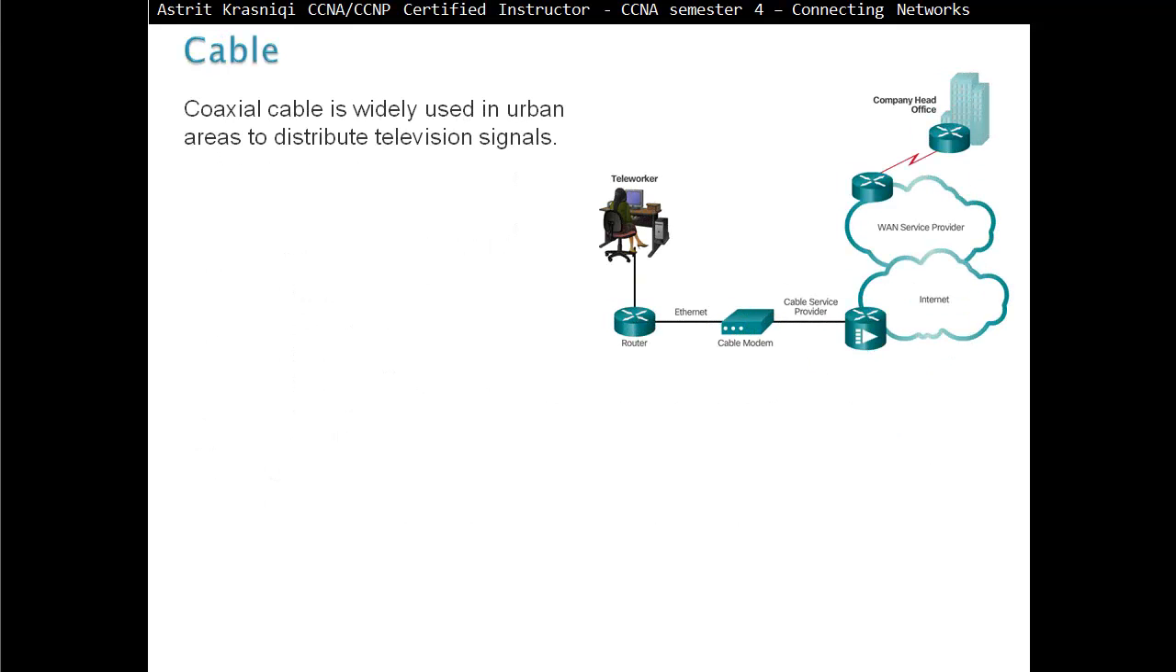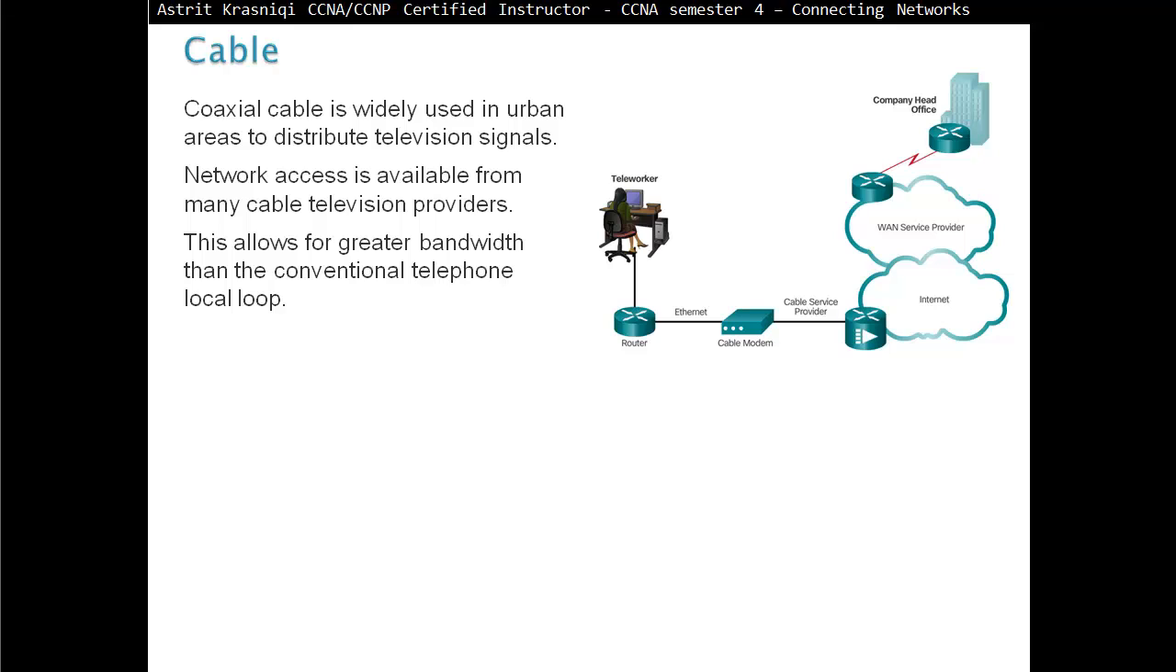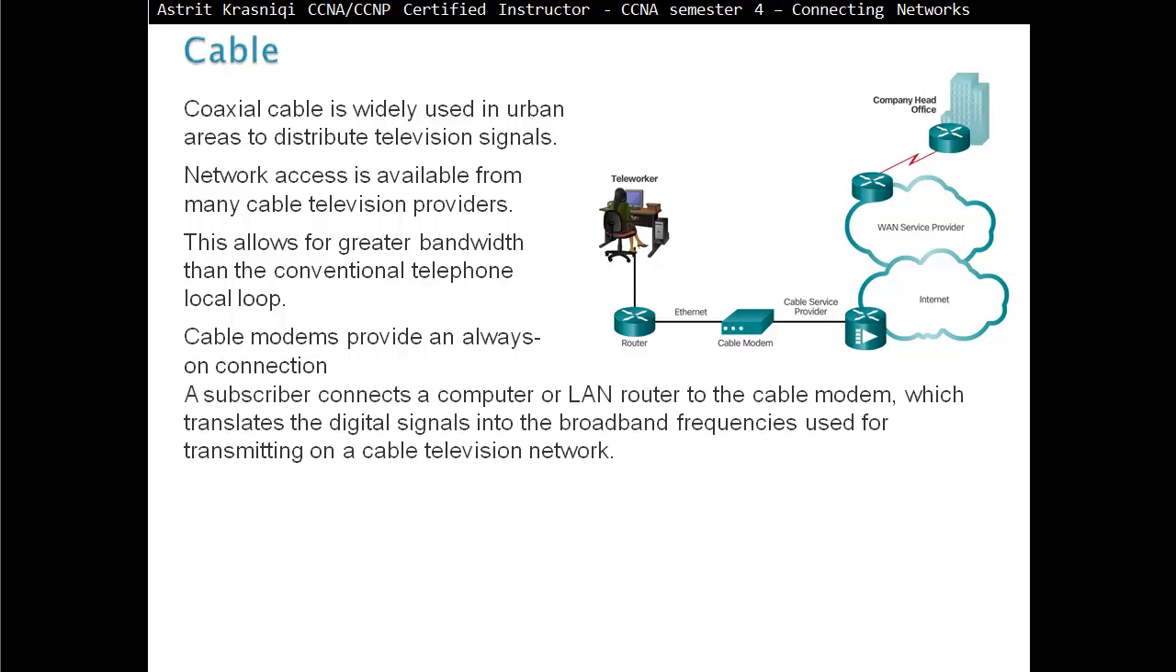Cable. Coaxial cable is widely used in urban areas to distribute television signals. Network access is available from many cable television providers. This allows for greater bandwidth than the conventional telephone local loop. Cable modems provide an always-on connection. A subscriber connects a computer or LAN router to the cable modem, which translates the digital signal into the broadband frequencies used for transmitting on a cable television network.